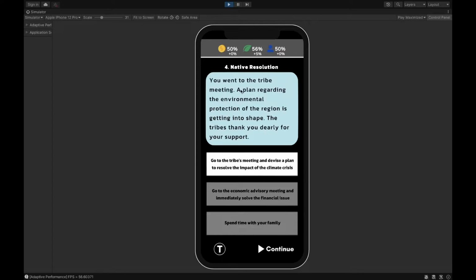Perfect. Okay. So I went to the tribe meeting, and a plan regarding the environmental protection of the region is getting into shape. And the tribes thank you dearly for your support. So that was a much better outcome, even if the societal score hadn't increased. The environmental score did, and there was less of a negative outcome compared to the third option. So we can go ahead and continue with that.